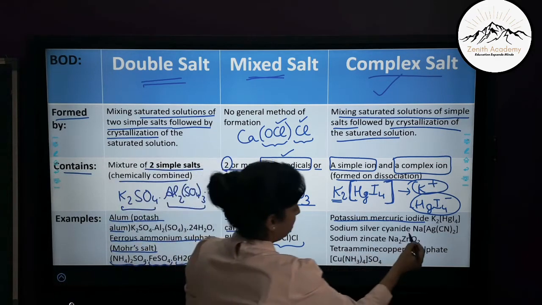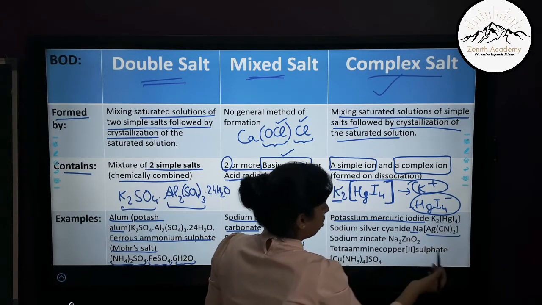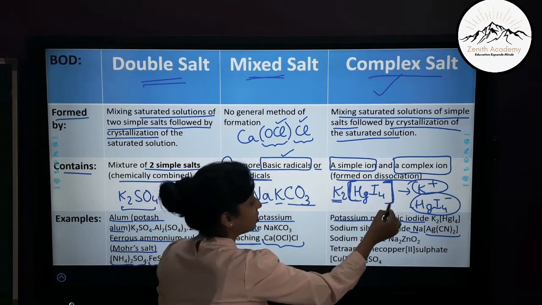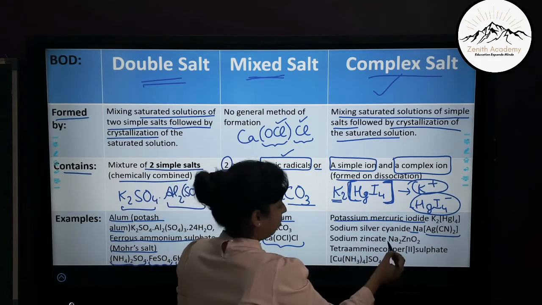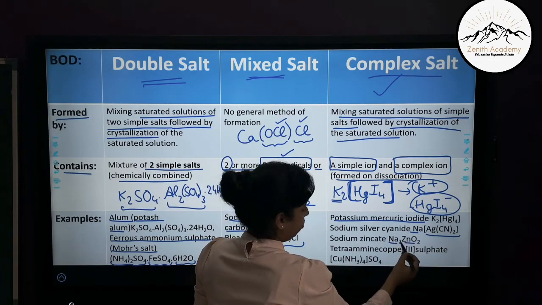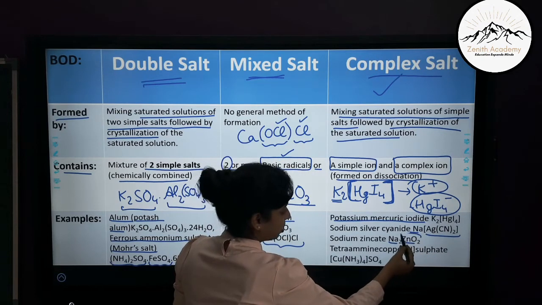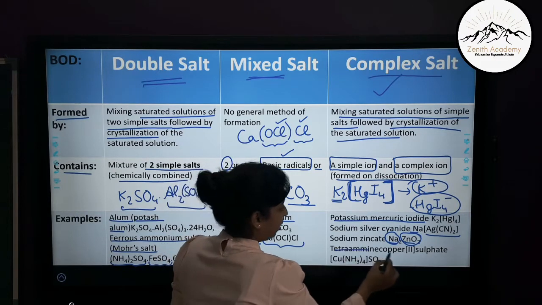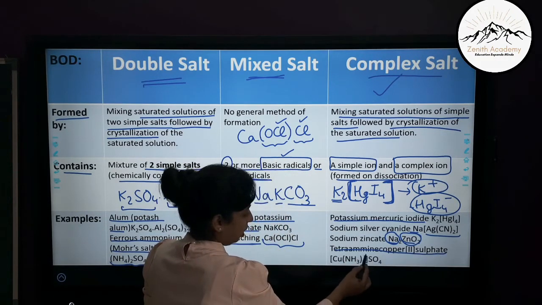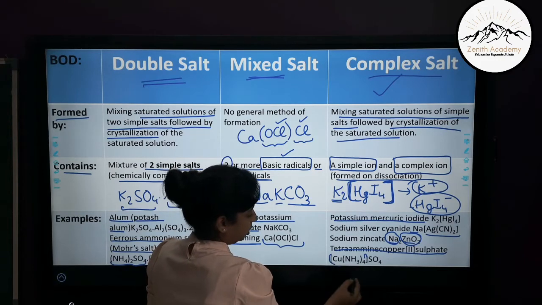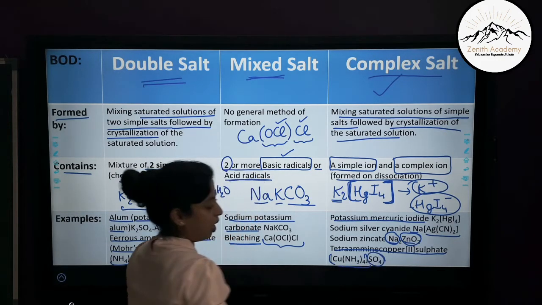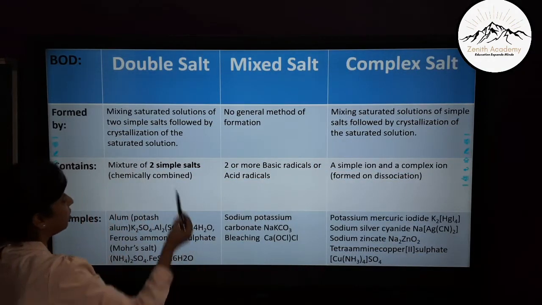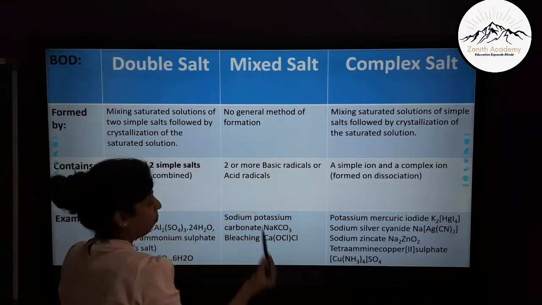So here different examples are sodium Na[Ag(CN)2]. Here it is very easy to identify. If there is a square bracket, it means there has to be a complex ion. Now sodium zincate, Na2ZnO2, here this is a complex and this is a simple ion. Tetraamine copper 2 sulfate. So you see a square bracket here. So this is a complex and this is a simple anion. So just by seeing the examples, you should be able to differentiate between double salt, mixed salt and complex salts.